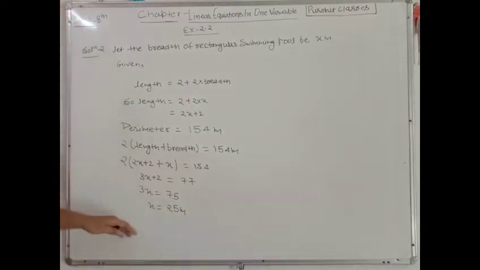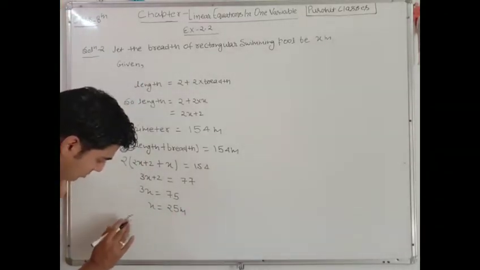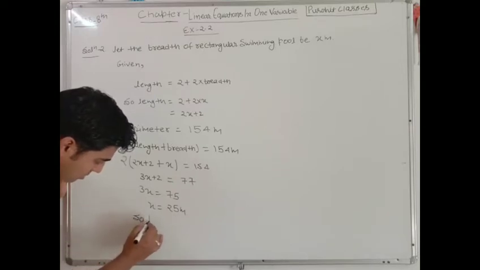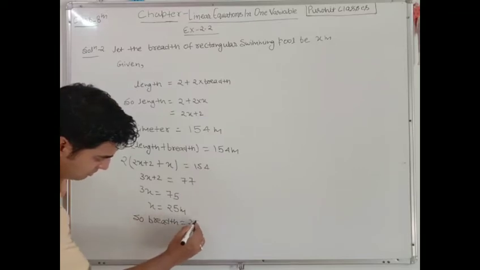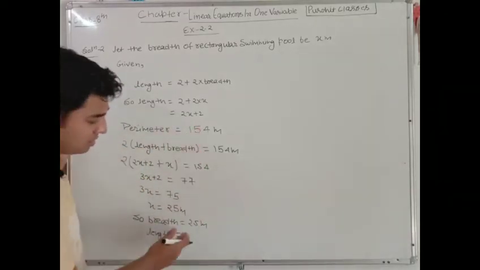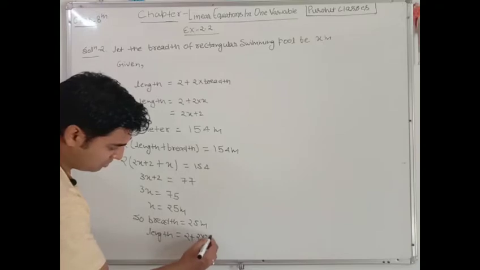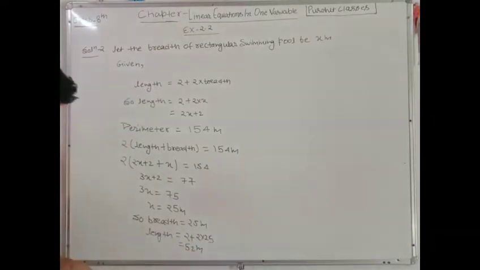So what is this? x was breadth, so breadth is equal to 25 meter, and length is equal to, what was length? 2 more than twice of this, 2 more than twice of 25, that will be 52 meter. Understood? Okay, pause the video and note it down.